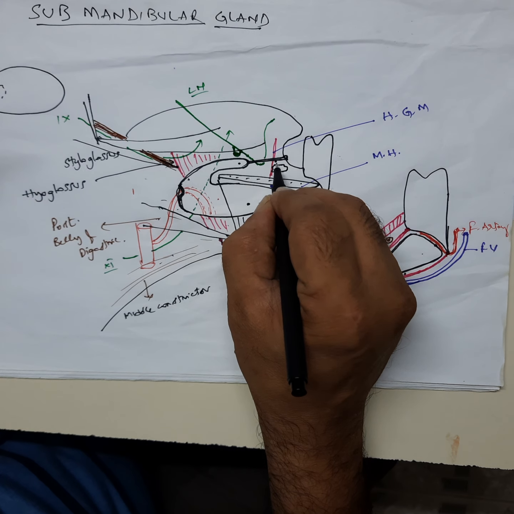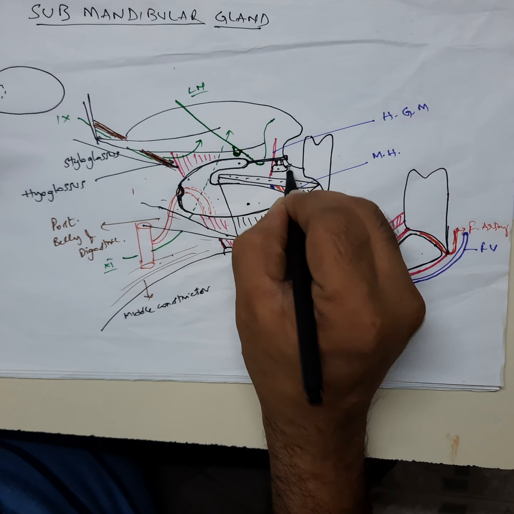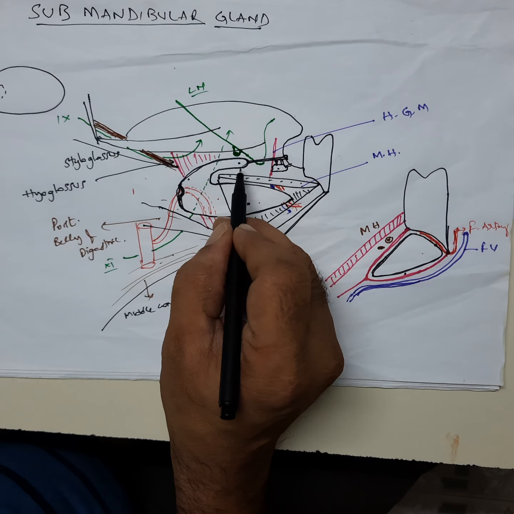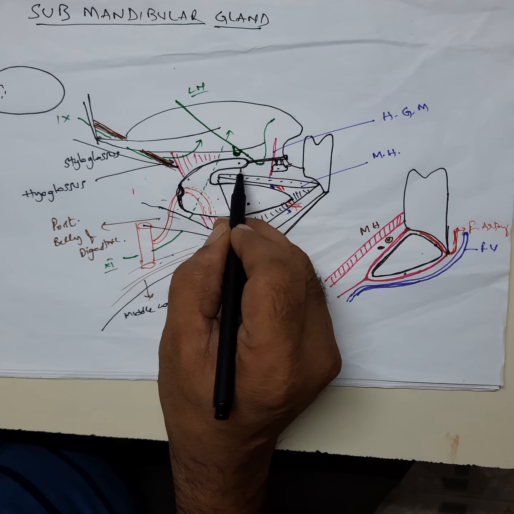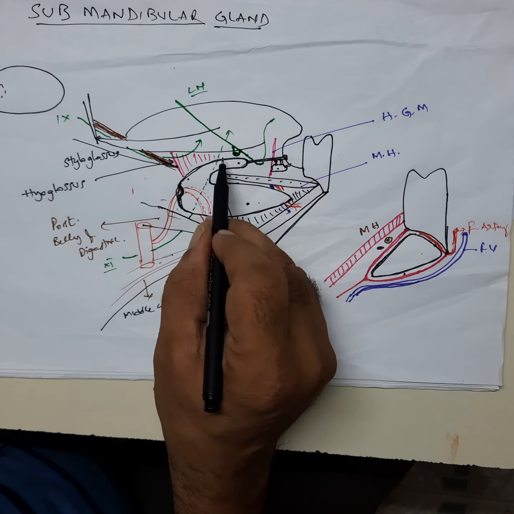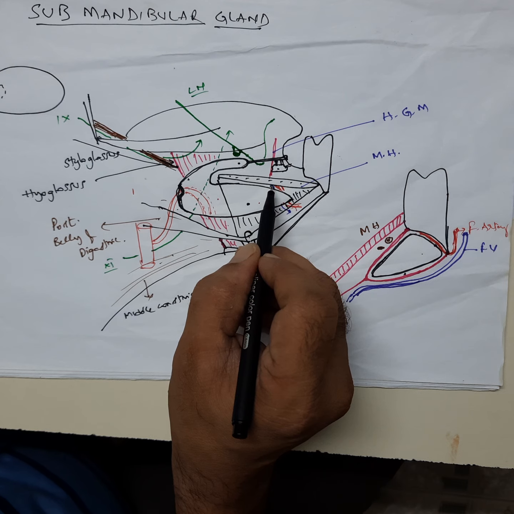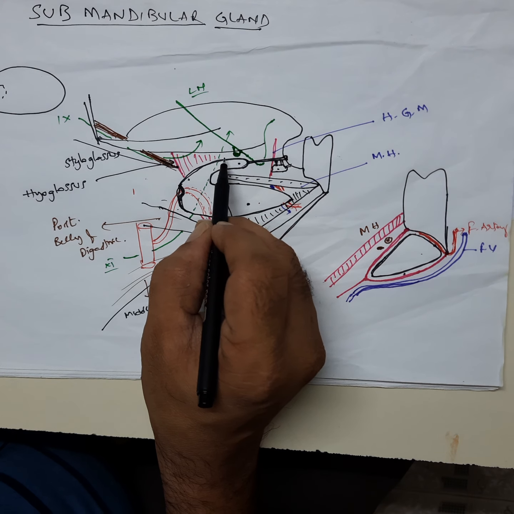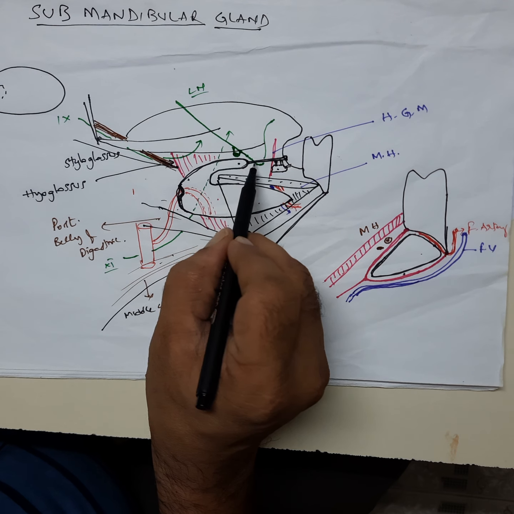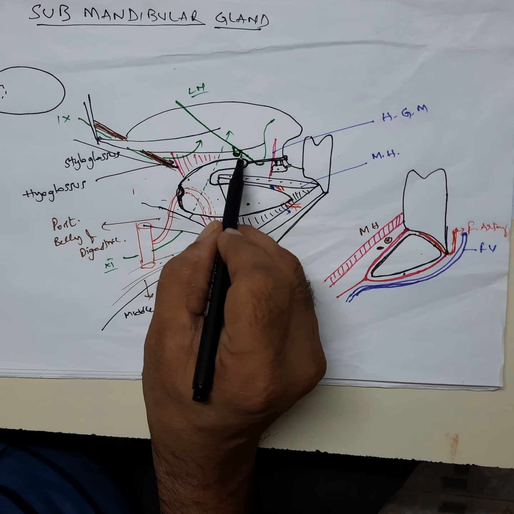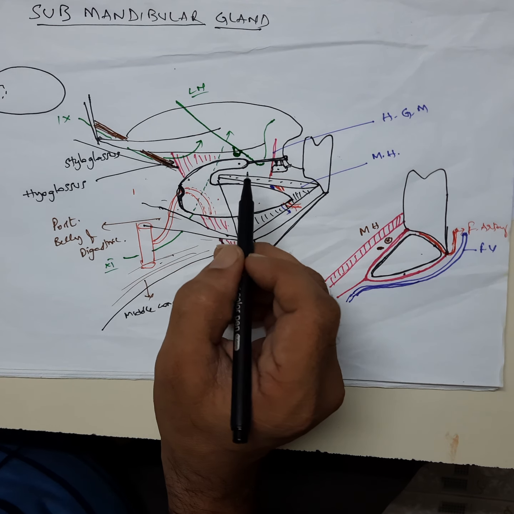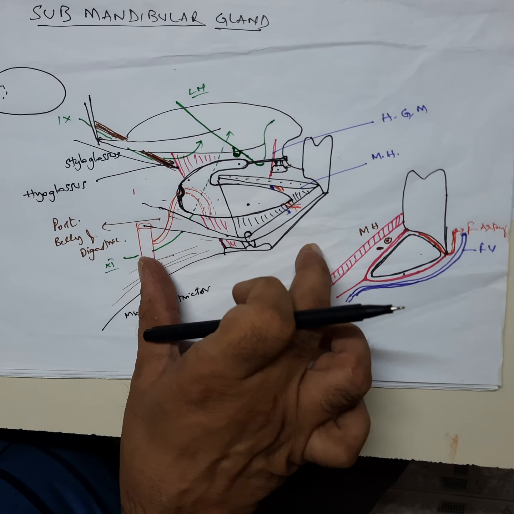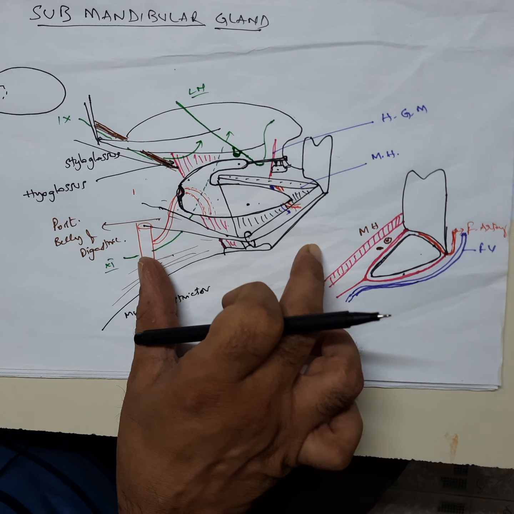So, this is the sublingual gland and this is the submandibular gland, and this deep part, if we see the relations, on either side we have mylohyoid muscle on the lateral aspect and hyoglossus on the medial aspect, and we have the lingual nerve and the submandibular ganglion just above the deep part. So, this is the position of the submandibular gland.